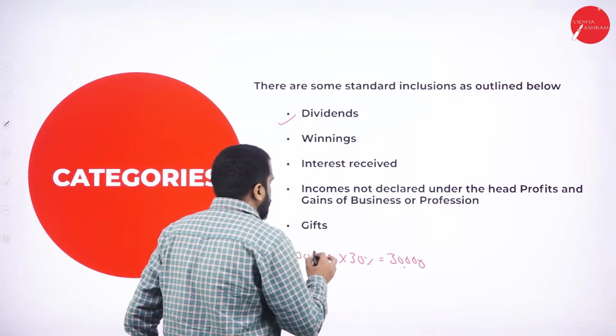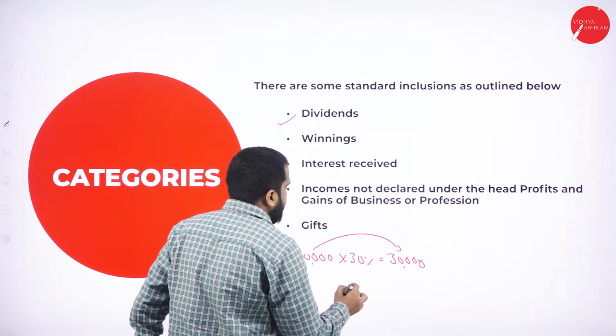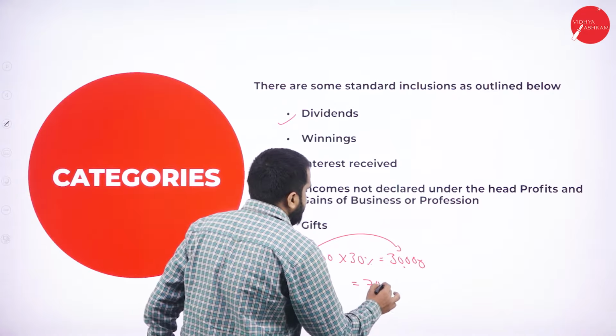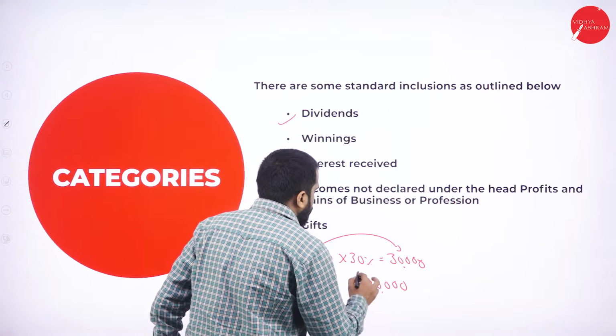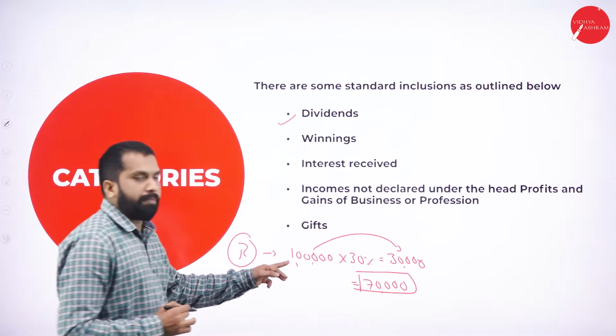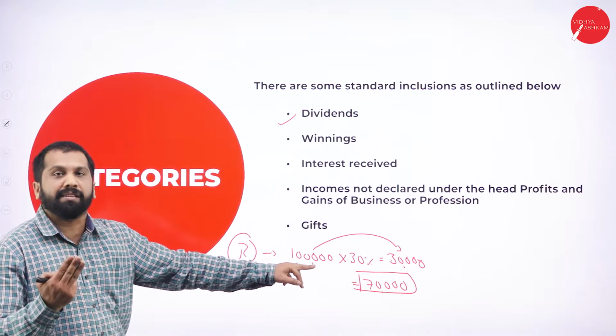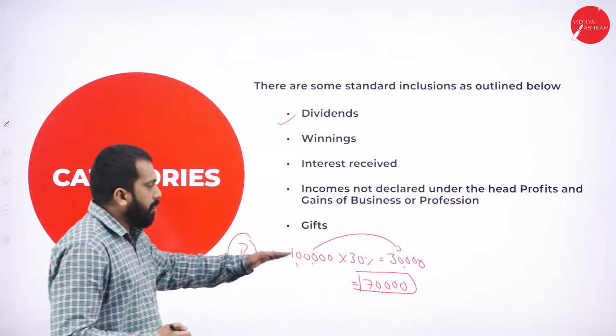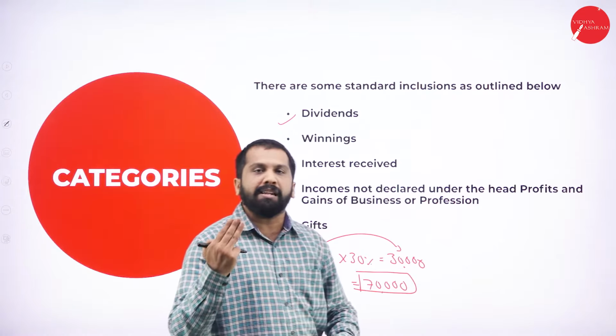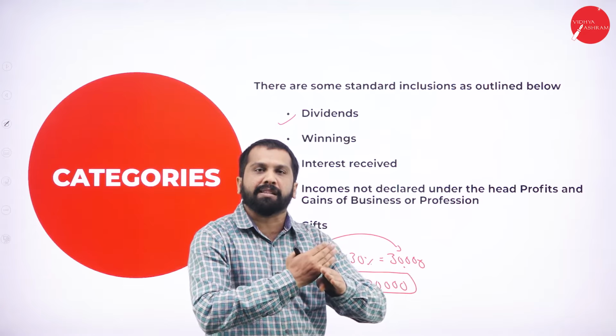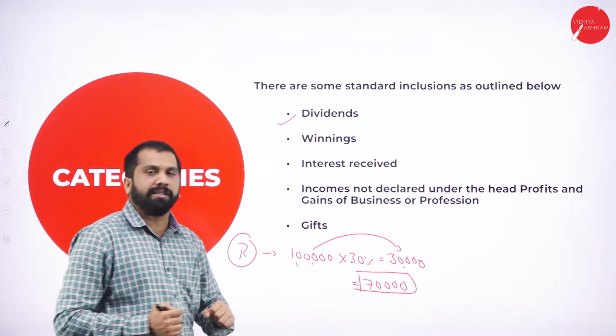30,000. 1 lakh minus 30,000, the net profit will be 70,000. Hope you are clear. What is the profit of Reliance? 1 lakh. How much tax do they have to pay? 30%, for example. Now, how much tax did they pay? 30,000. 1 lakh minus 30,000 will be 70,000.